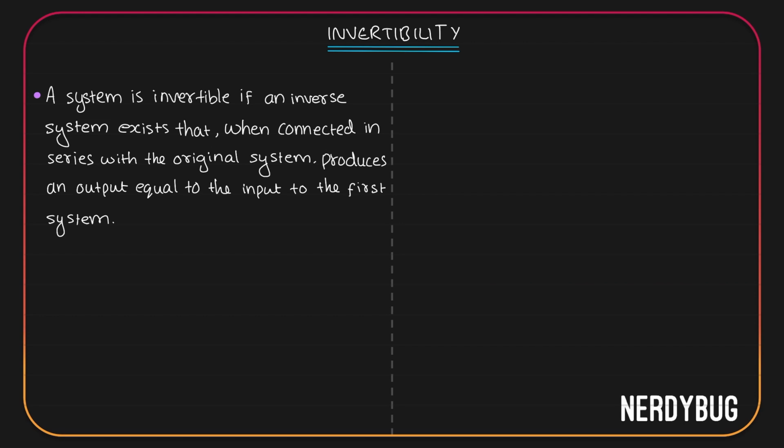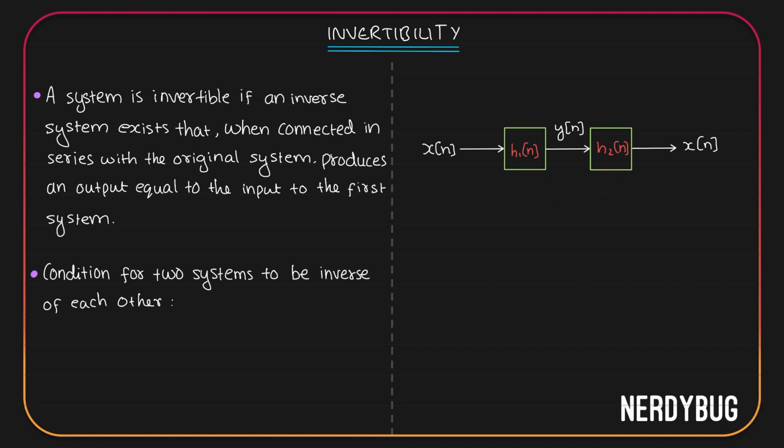Let's take an example of two discrete time systems. The first one has impulse response h1 of n, the second one has impulse response h2 of n. We gave x of n as an input to the first one and we got y of n as the output. Y of n was given as an input to the second one and we got our original input back as the response, that is x of n. Then we can conclude that these two are the inverses of each other. Let us now write down the condition for two systems to be inverse of each other.